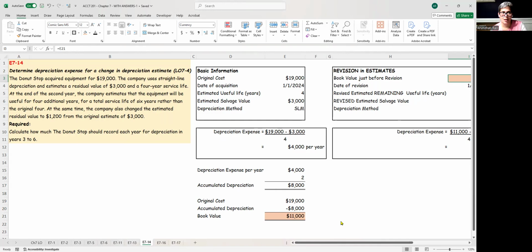So that should finish this exercise on depreciation. And in the next exercise, we're going to look at some more topics relating to long-term assets.